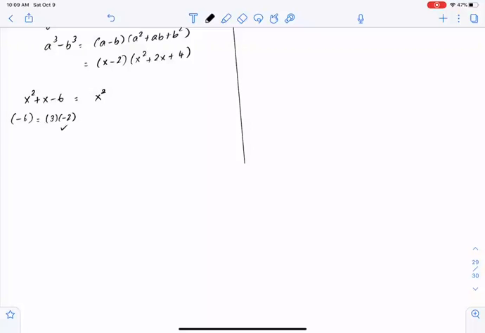So x squared plus 3x minus 2x minus 6. I have an x in common in the first 2 terms. If I pull that out, I'd have x times x plus 3. I have a negative 2 in common. If I pull that out, I would have negative 2 times x plus 3. X plus 3 is in common now. If I pull that out, I would have x plus 3 times x minus 2.